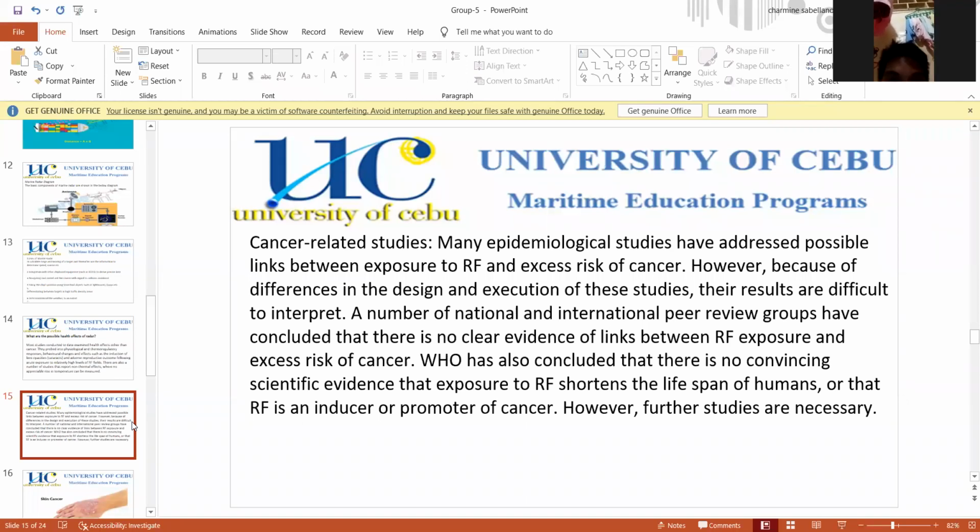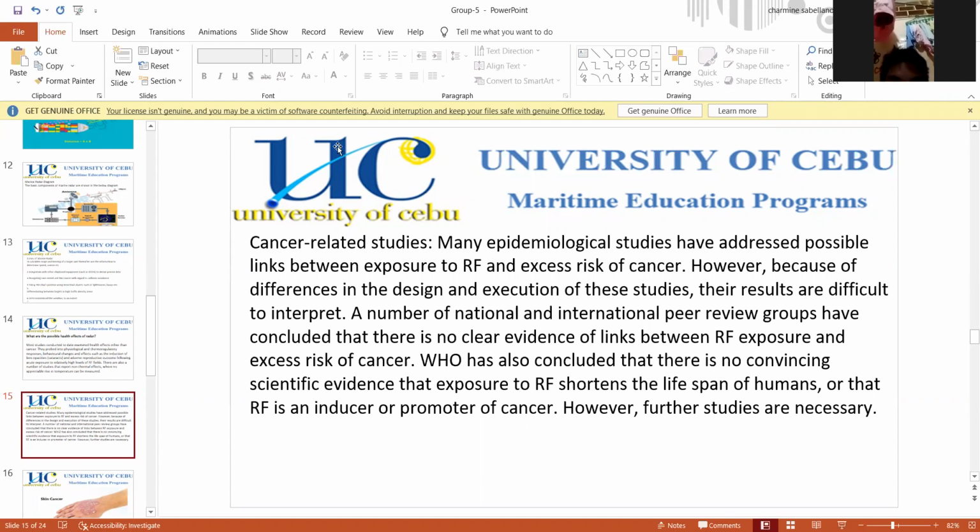Cancer-related studies: many epidemiological studies have addressed possible links between exposure to RF and excess risk of cancer. However, because of the differences in the design and the execution of these studies, their results are difficult to interpret. A number of national and international peer review groups have concluded that there is no clear evidence of a link between RF exposure and the excess risk of cancer.